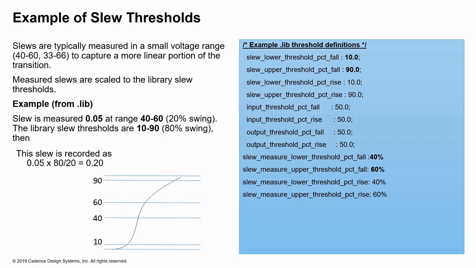Slews are typically measured in a small percentage voltage range, like 40 to 60, to capture a more linear portion of the transition. These measured slews are then scaled to the library slew thresholds. So from the .lib, we have an example here where slew is measured to be 0.05 at the range 40 to 60, so it's a 20% swing, and the library slew thresholds are 10 to 90, which is an 80% swing. So this slew is basically recorded as 0.05 times 80 by 20, which is 0.20.